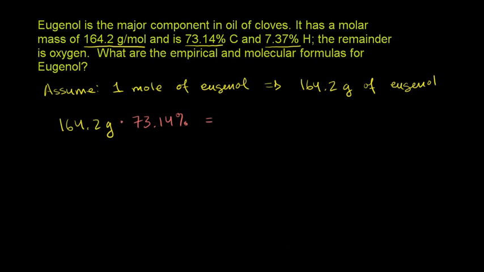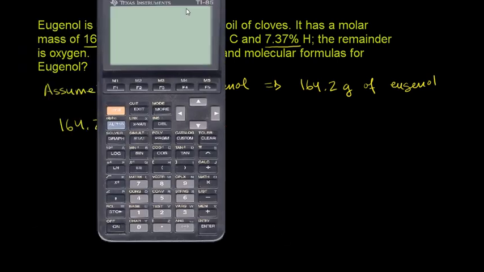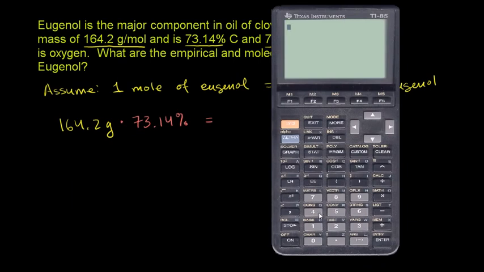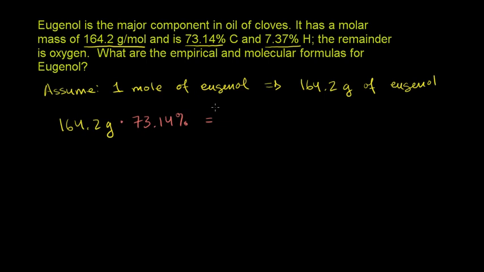So let's figure this out. Our mass of carbon, get the calculator up here. We have 164.2 times, and 73.14% is the same thing as 0.7314. So we have 120.1. We have 4 significant digits in each of these numbers, so let's just go with 120.1 grams of carbon.